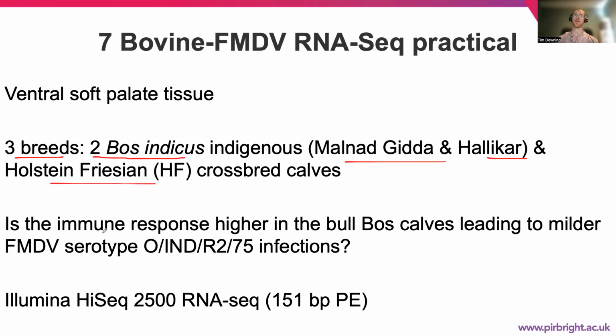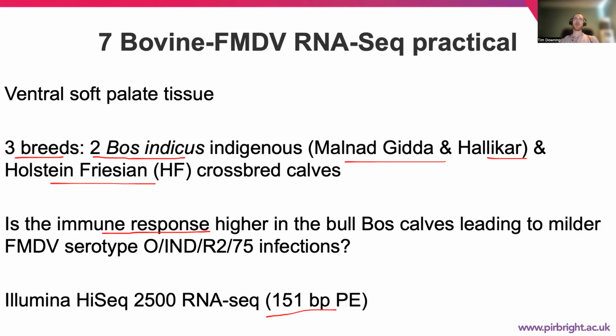I guess the question is whether the immune response is higher in the breeds that have a milder response to FMDV serotype O, India 2002/75 infection. And the data quality is quite good. It's transcriptome sequencing using the Illumina HiSeq 2500 platform with 151 base pair reads.